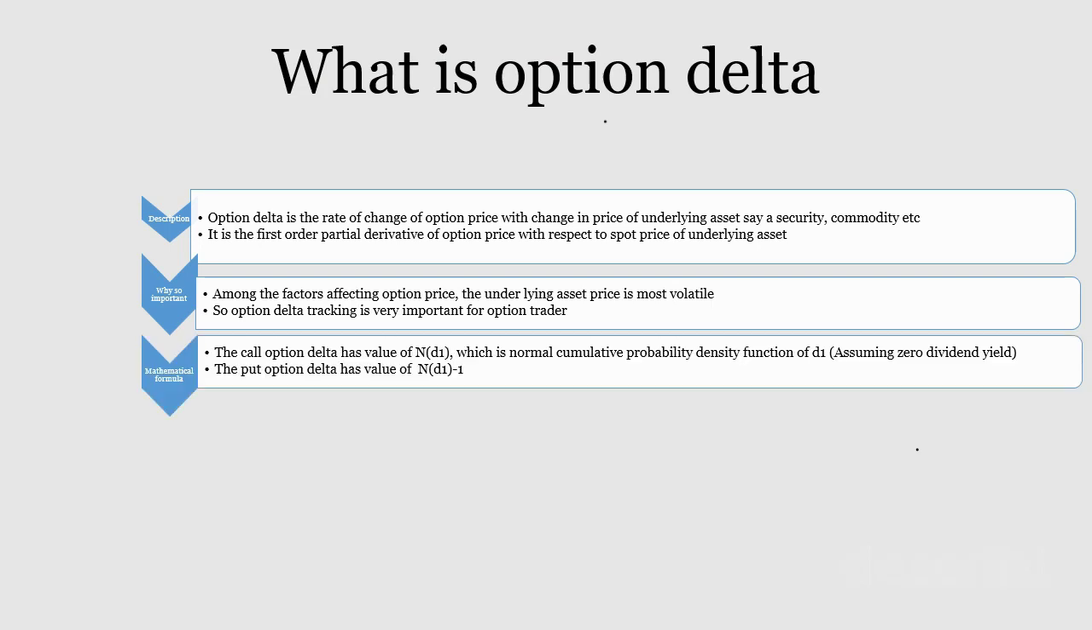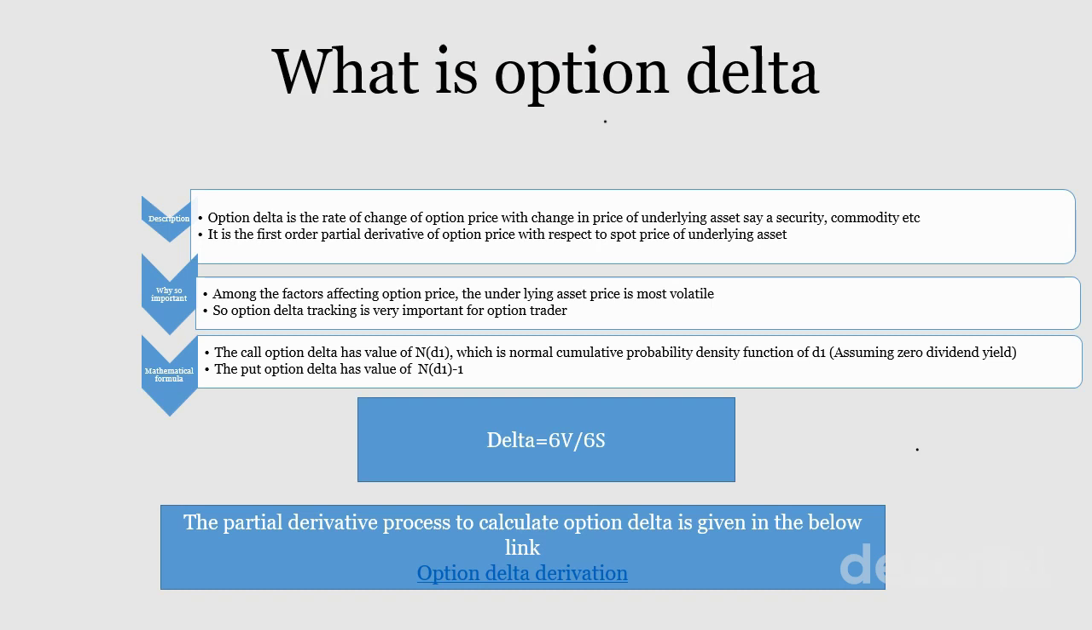The call option delta is N(d1), which is the normal cumulative probability distribution function of d1, assuming zero dividend yield. The put option delta is N(d1) minus 1. The delta is given by the formula delta equals partial derivative of V with respect to S, which is the spot price. The partial derivative process to calculate option delta is given in the below link.